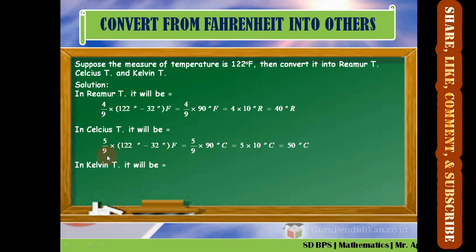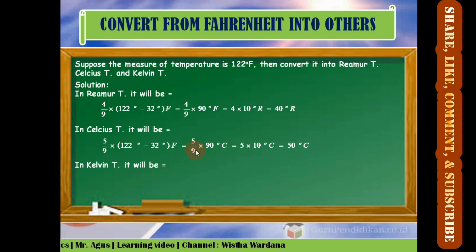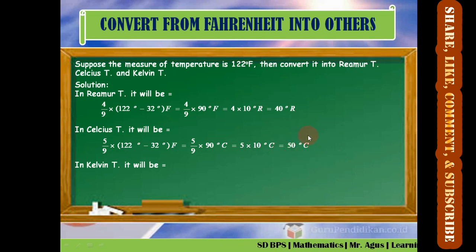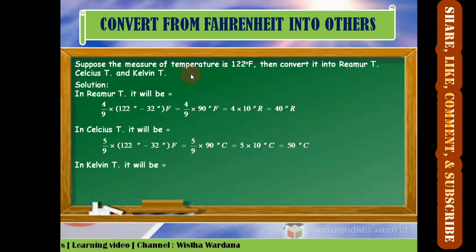And then it will be like this: 5 per 9 times 90. 5 per 9 times 90 equals 5 times 10. And the answer is 50 degrees Celsius. This is the equivalent value of 122 degrees Fahrenheit.